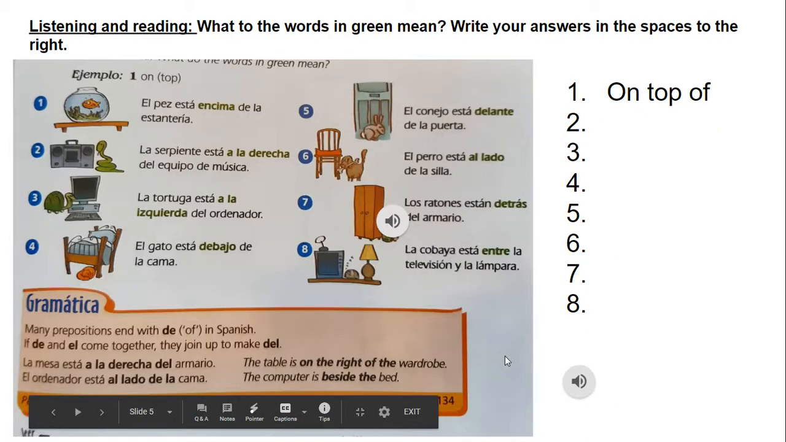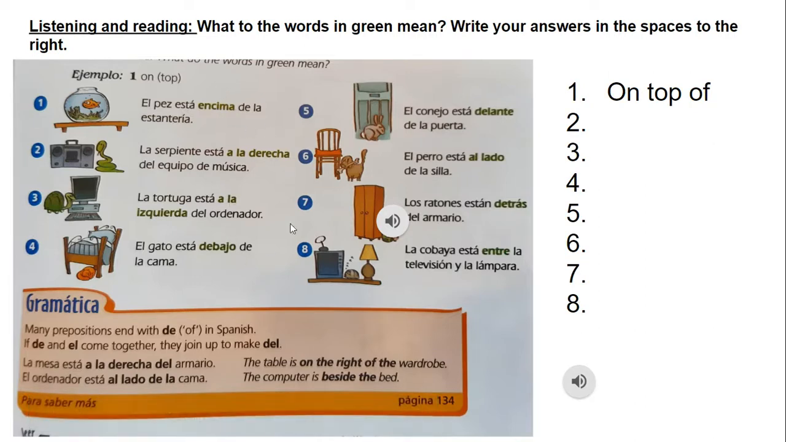Oh, sorry. Okay, so el pez está encima de la estantería. Now this is great because you've got the sentences here that are being said. So you have the transcript so you can read it while you're listening. Well, el pez, the fish, we know that from when we talked about pets. Está is, remember, está tells us where something is. Encima de, on top of, la estantería, the shelf. So over here next to number 1, I've written on top of.